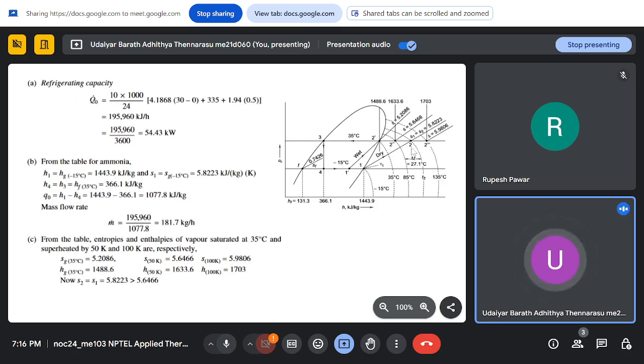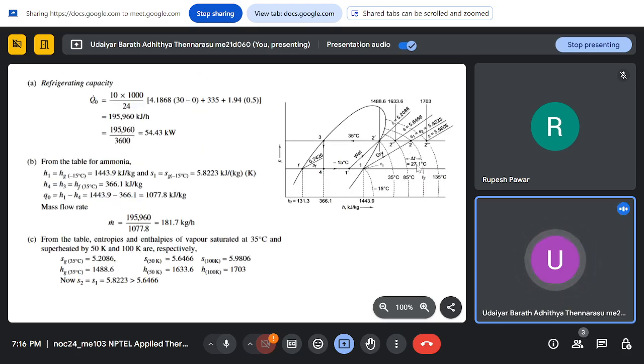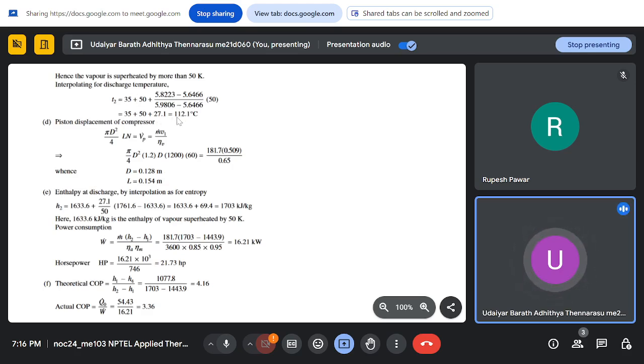So on interpolating we can find out state 2 in the enthalpy. That will come around with a temperature of 112.1 degrees Celsius. So after interpolating we get the temperature. That temperature will be 27.1 degrees Celsius superheat. So 85 plus 27.1 will come out to be 112.1 degrees Celsius. So that is the temperature at the exit of the compressor.